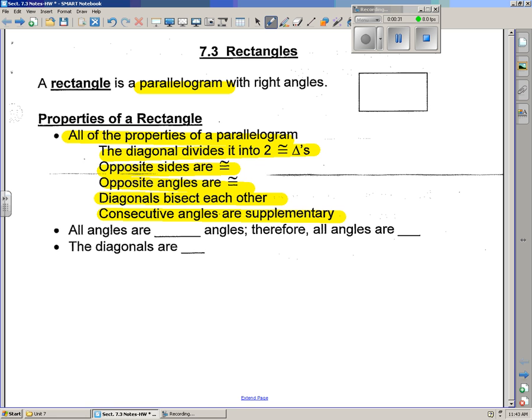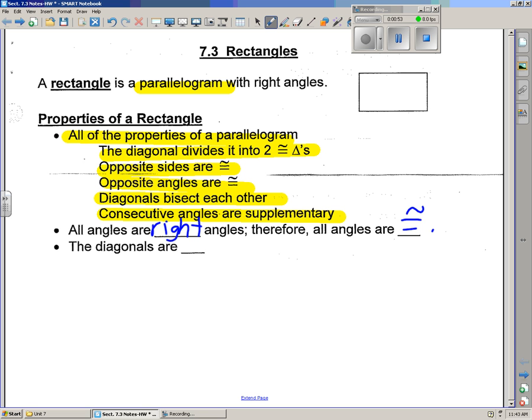So in order to prove that something is going to be a rectangle, you've got to make it a parallelogram first, and then talk about some of these right angles. So the fact that the parallelogram has right angles, all angles are right. Again, you know this already, therefore all angles are 90 degrees. Or all angles, I guess, are congruent, we should say.